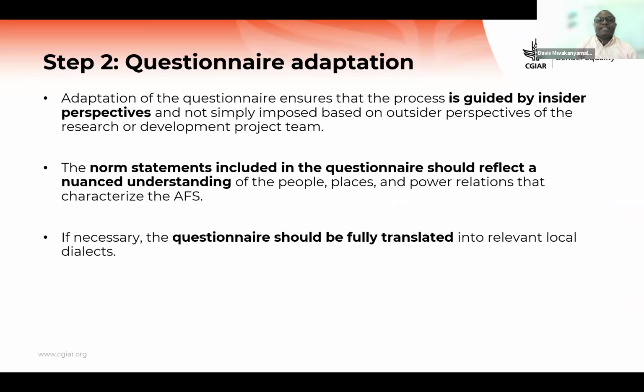Okay, so adapting the questionnaire aims to ensure that the process is guided by insider or emic perspectives and not simply imposed by the perspectives from outsiders, particularly the research or development project teams. And the statements that are included in the questionnaire should ensure they reflect the understanding of the people, the places, and power relations that characterize the agri-food systems. And it is also important that the questionnaire is fully translated into relevant local dialects for comprehension and for ease of understanding when administering the questionnaire. Next slide.